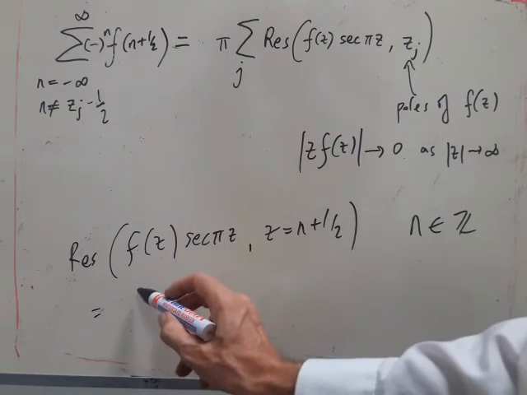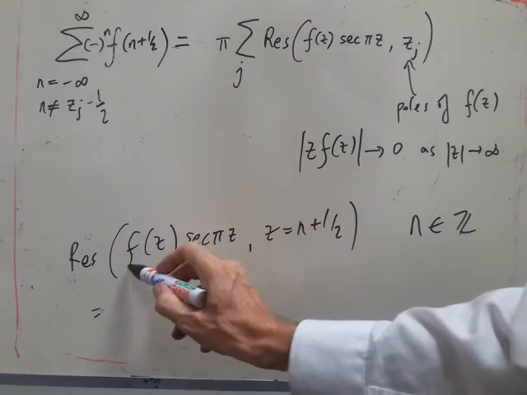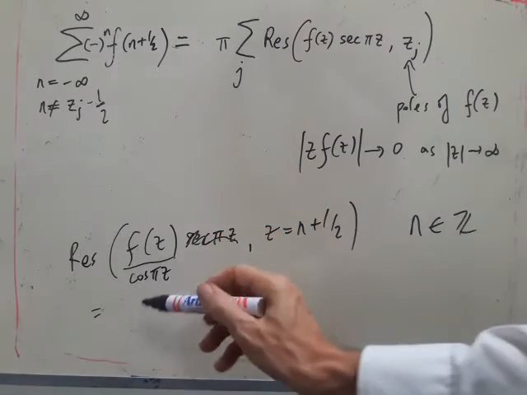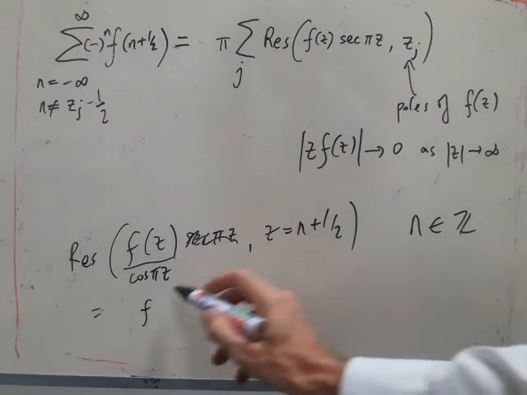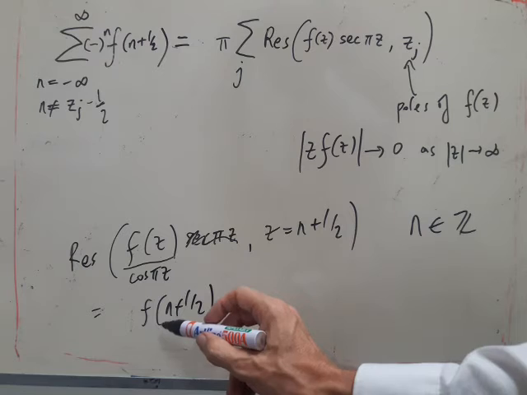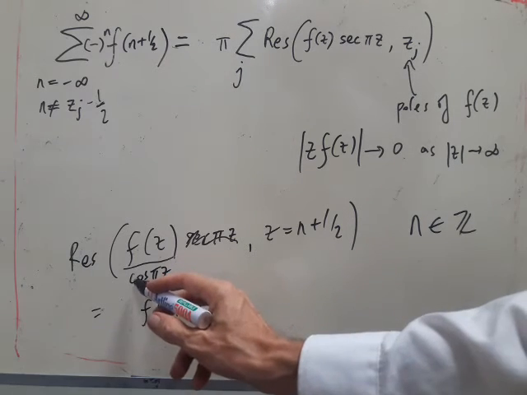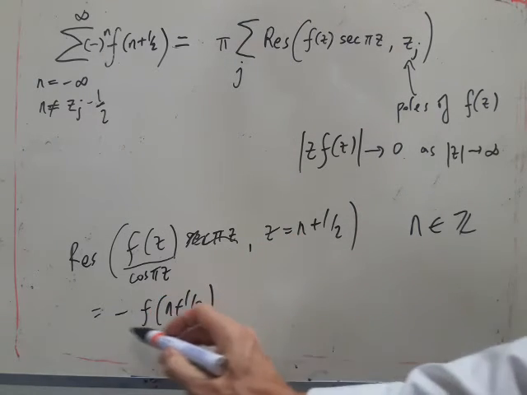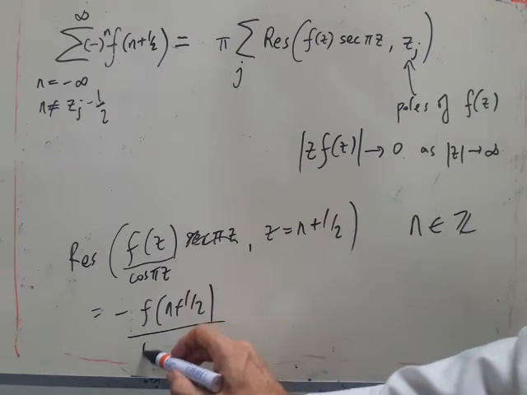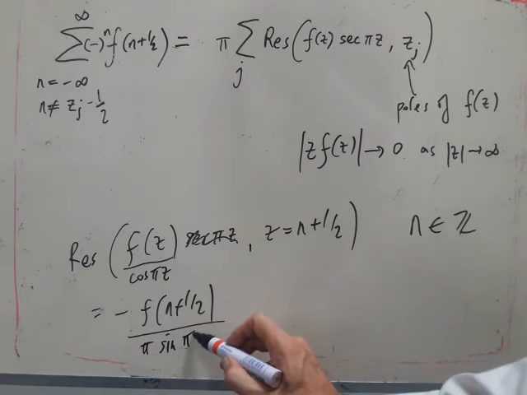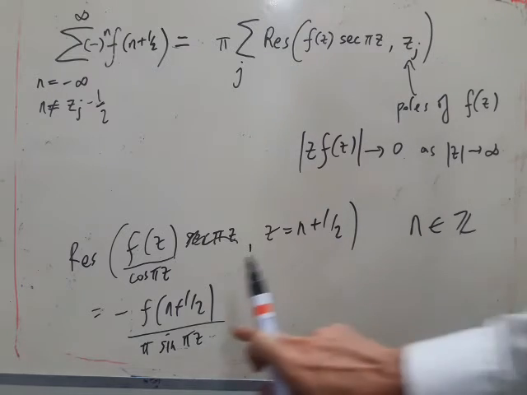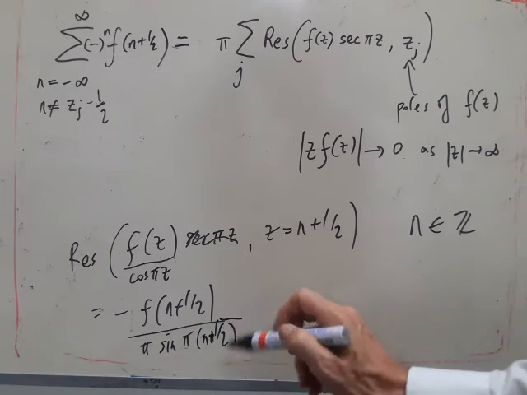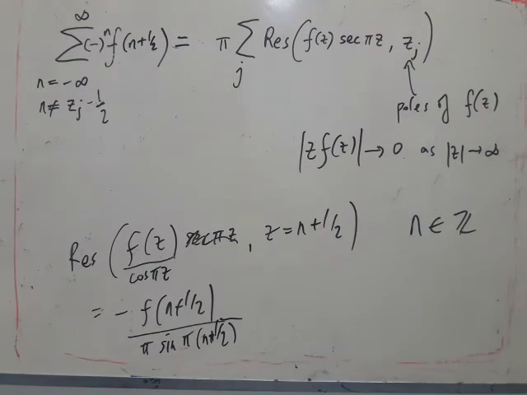So we end up with, okay, well I'll write this as cos pi z instead. Then this is our p, this is our q. We end up with substituting in f of n plus a half, and differentiating the cos gives us minus pi sine pi z, sorry, pi sine of pi times n plus a half. Now this again we can write as minus 1 to the n.